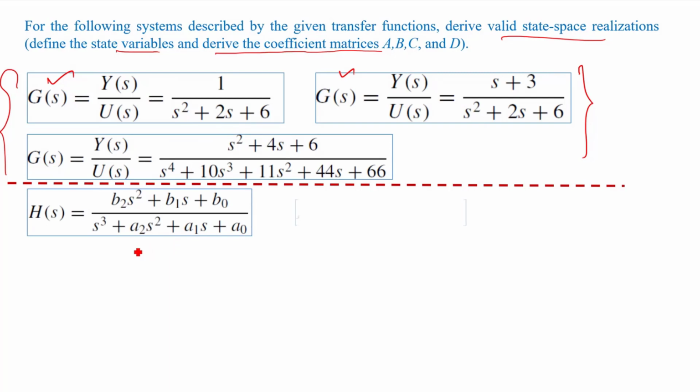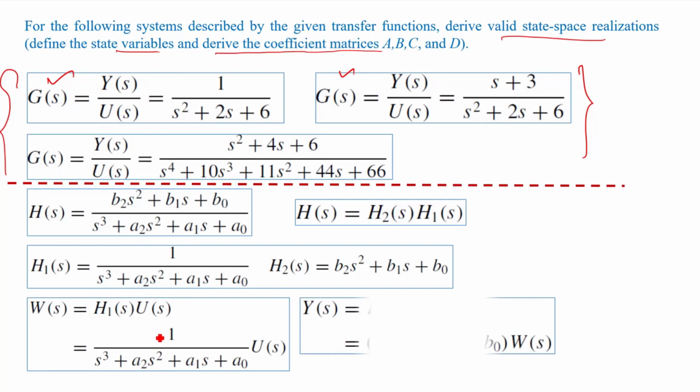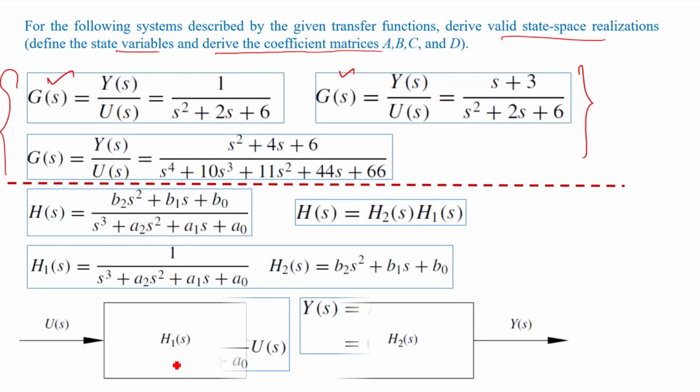So this is another example. If we have a complex transfer function, we can segregate it into two parts, and do the analysis in the same way to find the state space model.